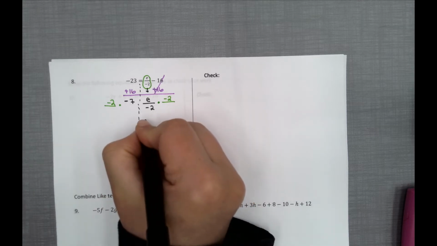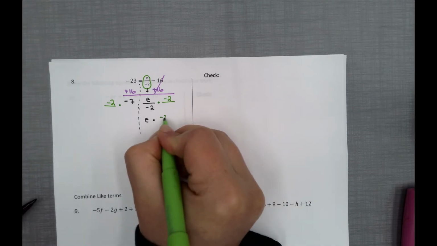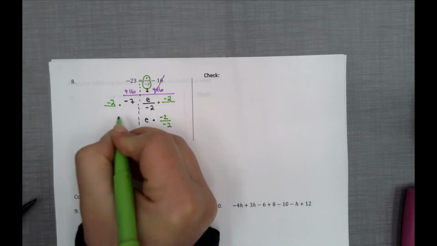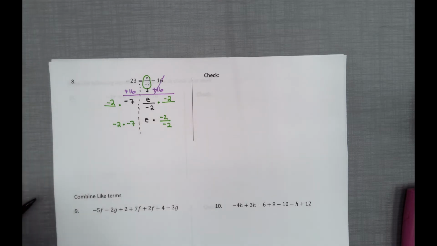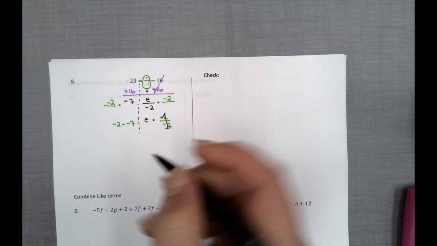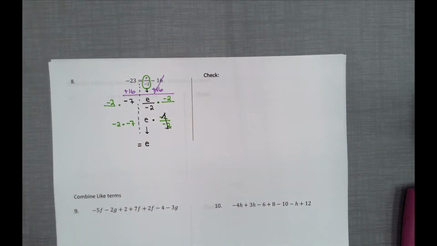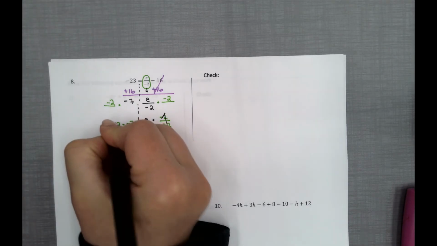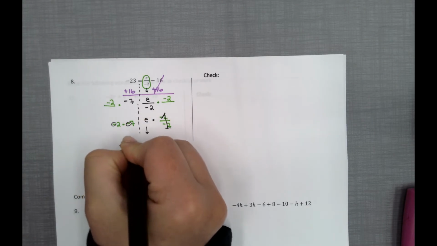So I have E times negative 2 over negative 2. And on this side, I just have negative 2 times negative 7. Remember, you're not doing anything in this step. You're just removing things. This is gone. Bring down your E. Negative times negative. Be careful here. It is going to give you a positive answer. 7 times 2 is 14.